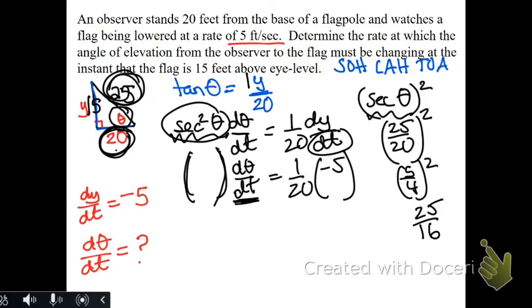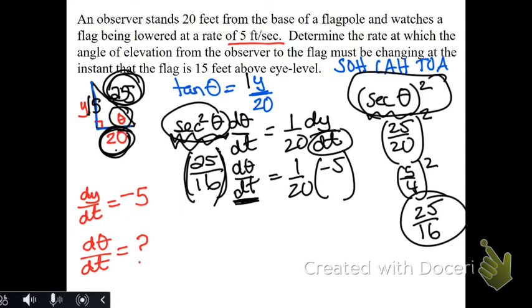That means that when we have this secant squared theta right here, that is equivalent to this. So I can replace it with 25 sixteenths. From here, getting d theta dt by itself is going to be easy. So let's go back through this to make sure you understand where all of that came from, okay? So from the top, I think you understood probably why we use tangent, because we had opposite and adjacent. After we get the derivative involved, you put your numbers back on the triangle and find the missing sides. You'll need the Pythagorean theorem.